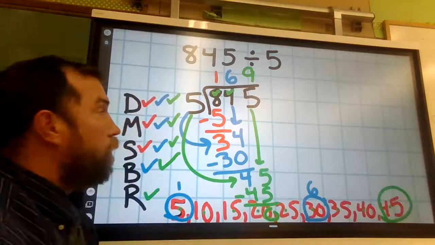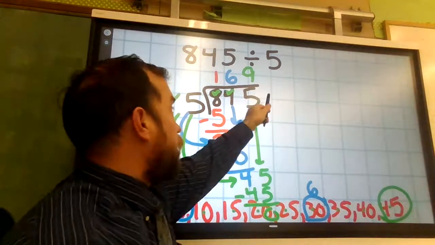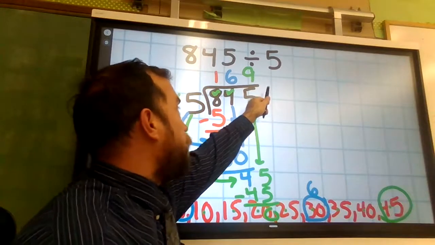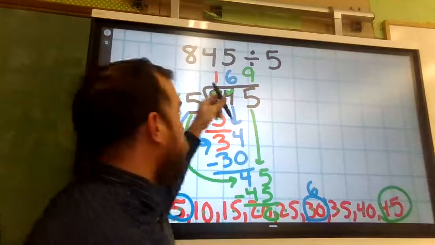0. There's nothing left over. There's nothing left to bring down. Let's say there was a 2 here, right? Or a 7 or whatever. I'd bring it down and that would be 0, 7. There's not. There's no remainder.